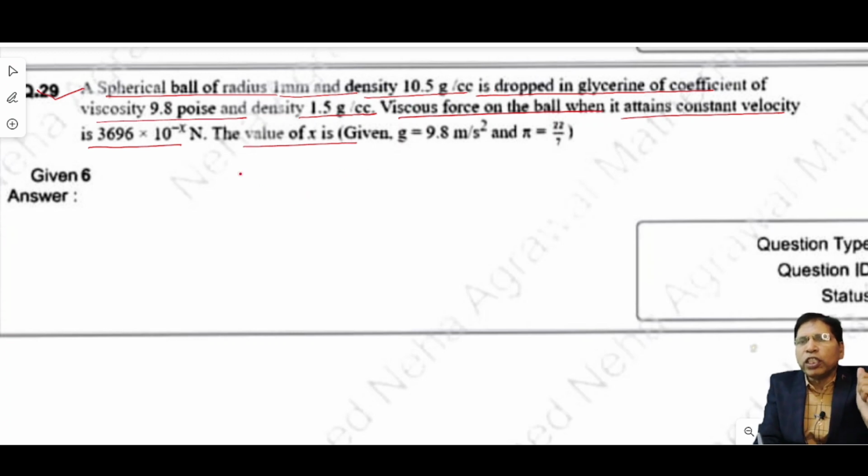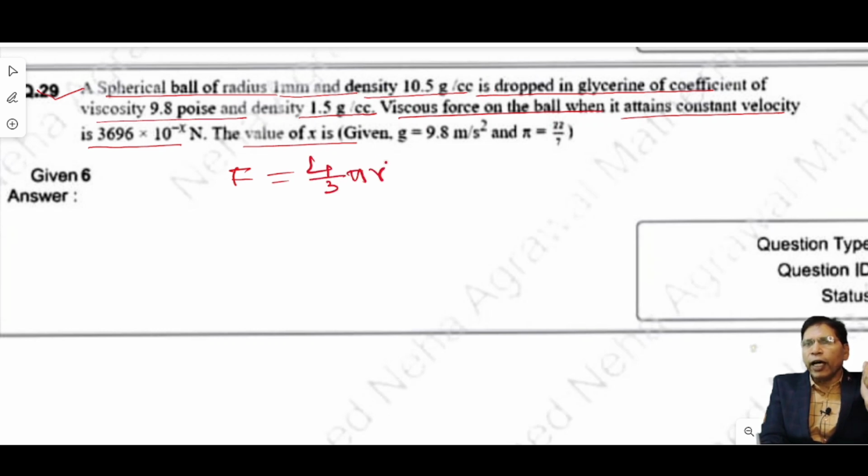Now question number 29. A spherical ball of radius 1 millimeter and density 10.5 gram per cc is dropped in glycerin of coefficient of viscosity given, and density 1.5 gram per cc. The viscous force on the ball when it attains a constant velocity is x. Now, viscous force is equal to apparent weight. What is the apparent weight? Apparent weight is 4/3 pi r cube into rho minus sigma into g.